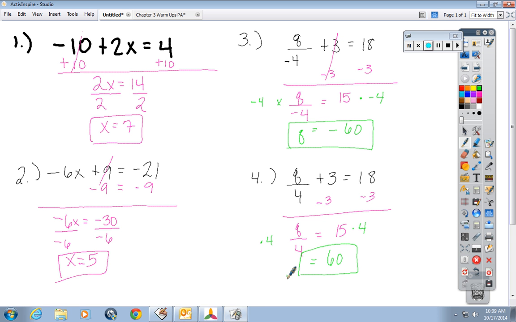Number 5. Number 5 is the same as number 2. Okay. Number 6. So we'll skip number 5. We'll just do number 6. Is everybody good on this? Can I go to the next page? Okay.